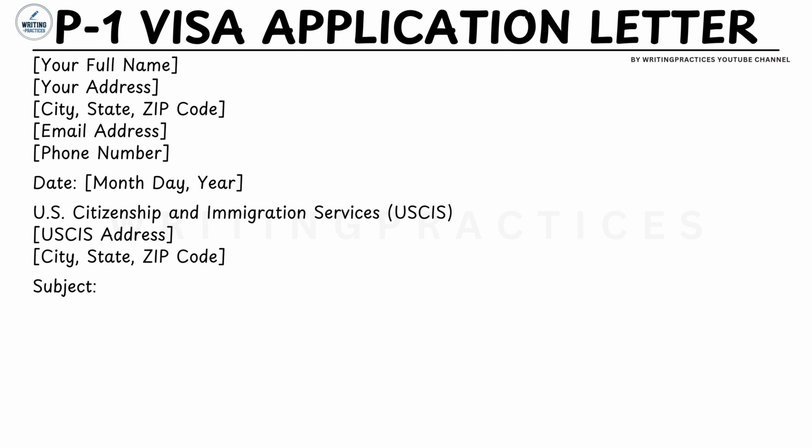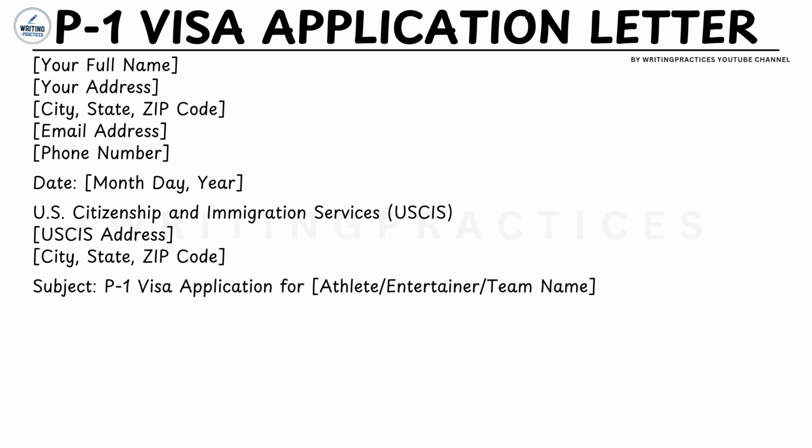Subject line, stating the purpose clearly. The subject line tells USCIS what your letter is about. It should be straightforward and informative. In this case, use subject: P-1 visa. Application for athlete or entertainer or team name. This makes it immediately clear that the letter is part of a P-1 visa application.